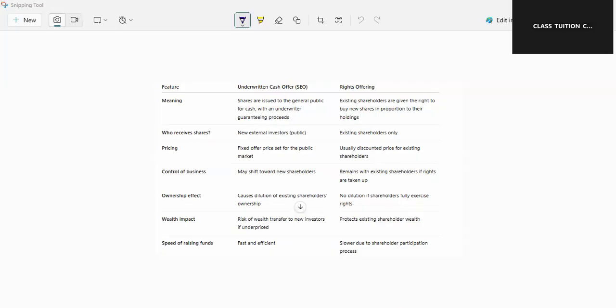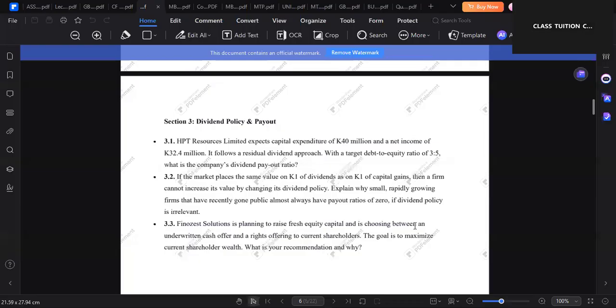Let's go to our question now. We are given what? A firm is planning to raise fresh funds, choosing between an underwritten offer and a rights offering to the current shareholders. The goal is to maximize shareholders' wealth. What is your recommendation and why? Rights offer. The rights offer, why?